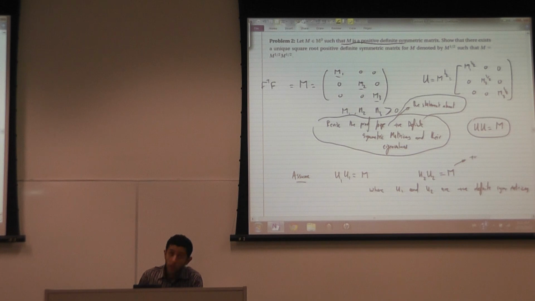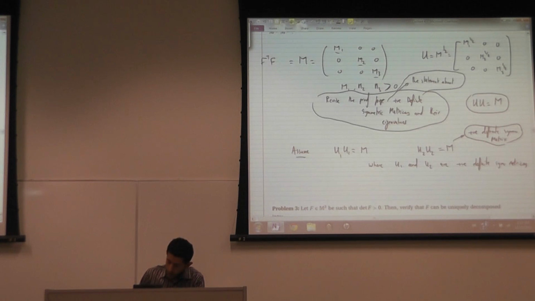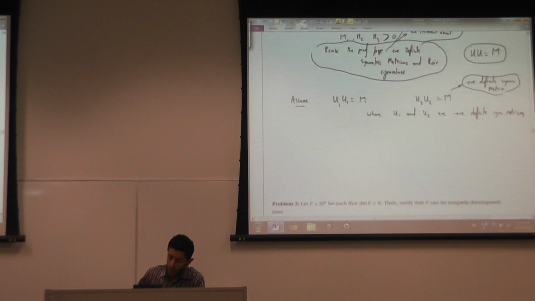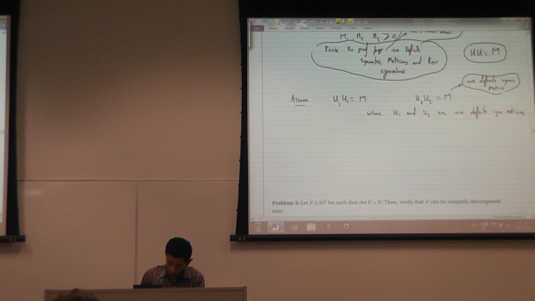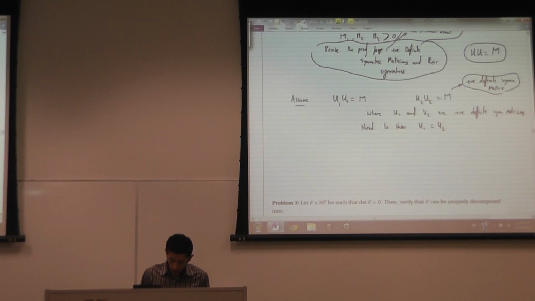Now M is a positive definite symmetric matrix. What we need to show is that U1 and U2 are the same. Okay, well, let's look at the eigenvalues.